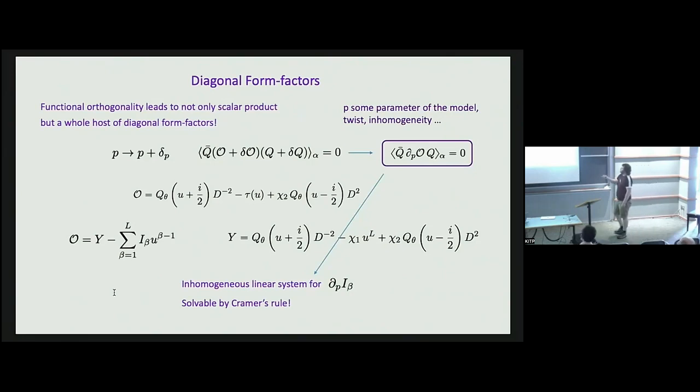And when you plug this into here, and by using the fact that O is given by this, you can rewrite this system of equations as an inhomogeneous linear system for the derivatives of the integrals of motion with respect to whatever parameter you choose. So this is an inhomogeneous linear system, and you can just solve it using Cramer's rule from linear algebra 1. Okay? So what does Cramer's rule tell you? Well, it tells you that in your inhomogeneous linear system, on the left-hand side, you have a matrix which acts on some vector and produces some other vector. And the solution of this linear system is just given by taking the matrix of the homogeneous part and in each column replacing the inhomogeneous part. Just standard Cramer's rule.